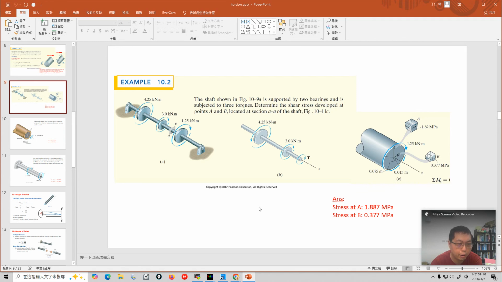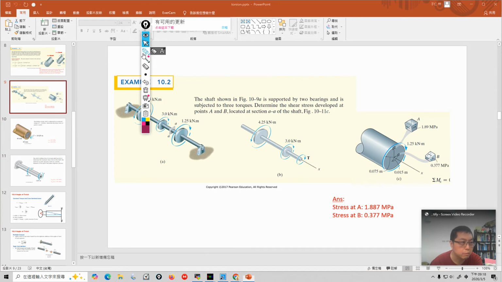The problem is here. Here is a shaft, and this shaft is subject to multiple torsion. It asks us to calculate the shear stress developed at point A and point B at the AA section. The AA section is here, and where are point A and point B?